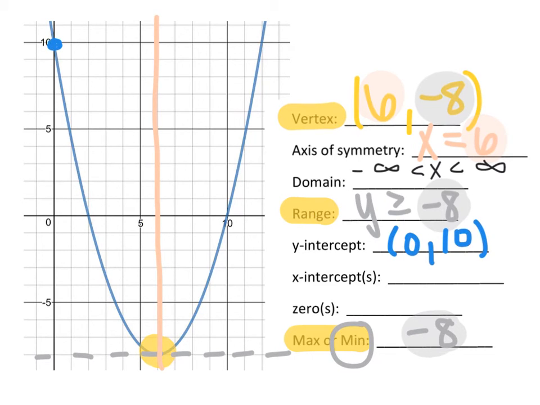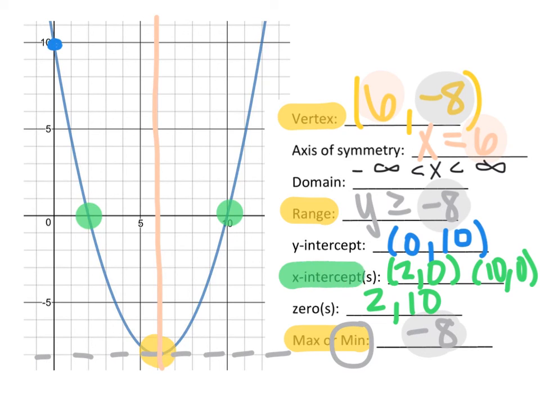My x-intercept is where the graph crosses the x-axis. Well, it touches it twice. Once at positive 2, so that would be the ordered pair 2, 0. And the other time is at positive 10, which would be the ordered pair 10, 0. And then my zeros of my function would be 2 and 10, because remember, my x-intercepts and my zeros are the same thing. And notice when I write my zeros, I only include the x values. I don't include the y value of 0.